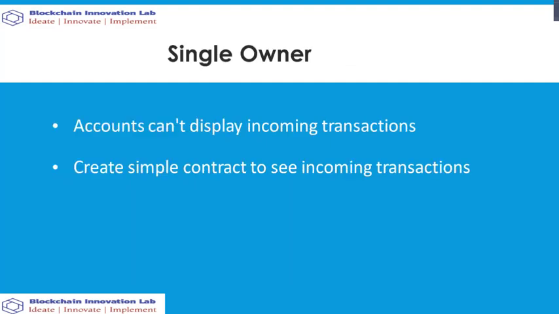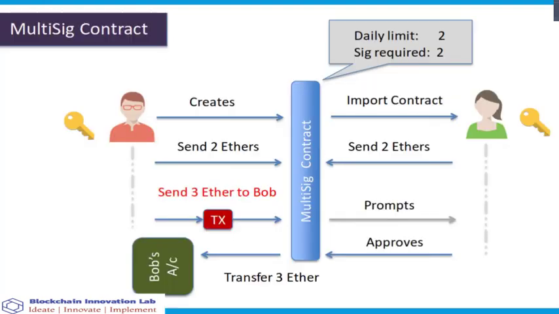And if you come back to a single owner, an account can't display incoming transactions. You have to create a simple contract to see what kind of incoming transactions you have. So they say that this is a multi-sig contract where you have two different people here, Bob and Alice. So they just want to show there is a smart contract which got executed here. It's a multi-sig contract. Here the contract gets created.